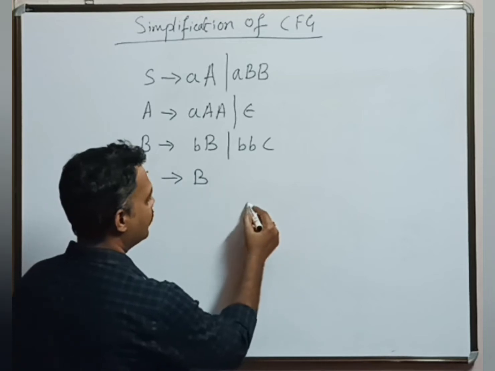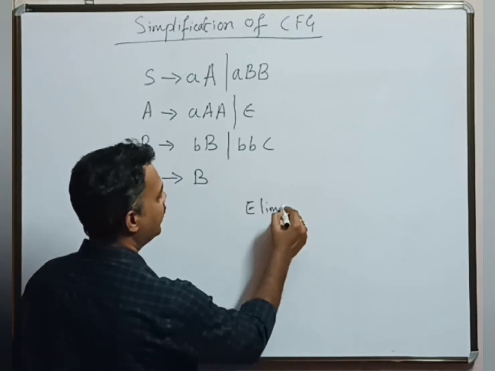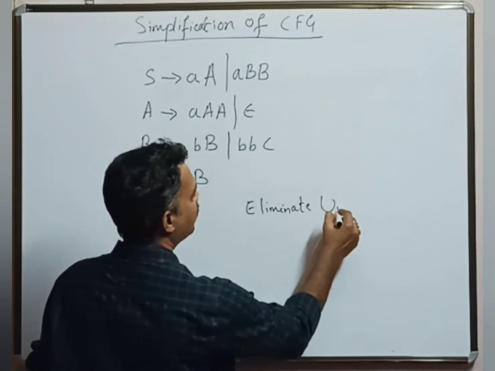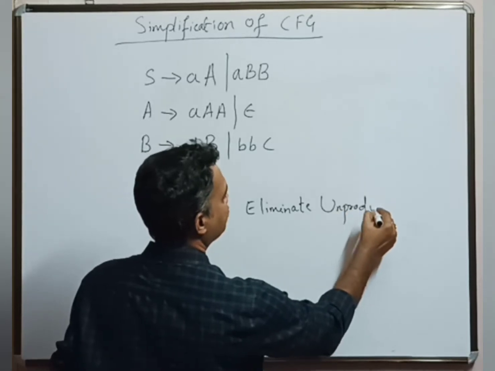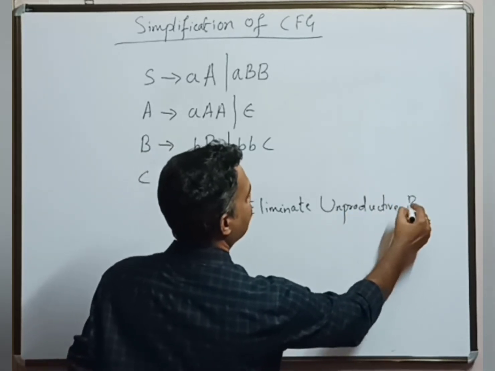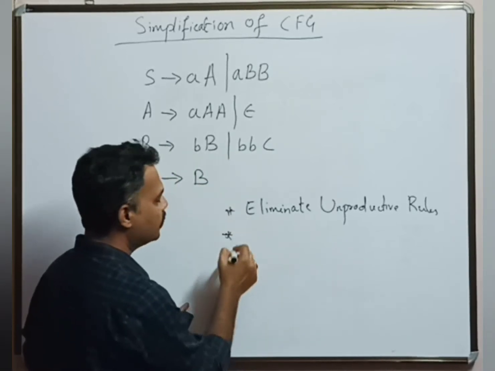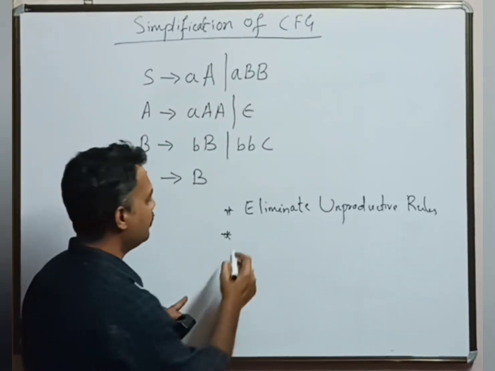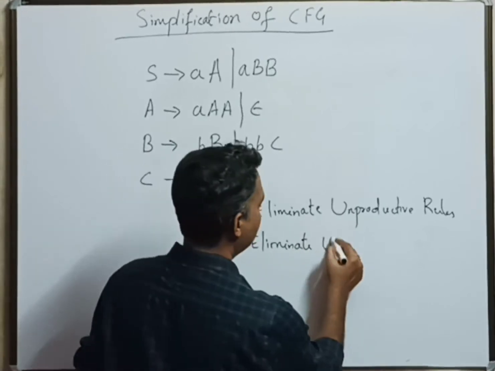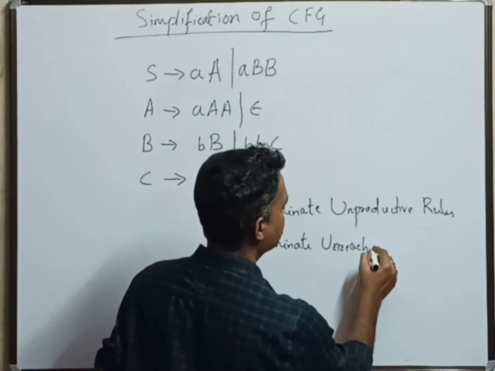First, we have to eliminate unproductive rules. Then the second task we need to do is we have to eliminate unreachable rules.